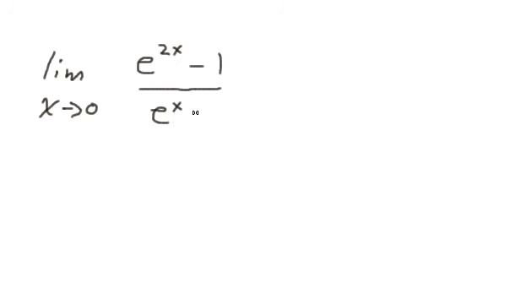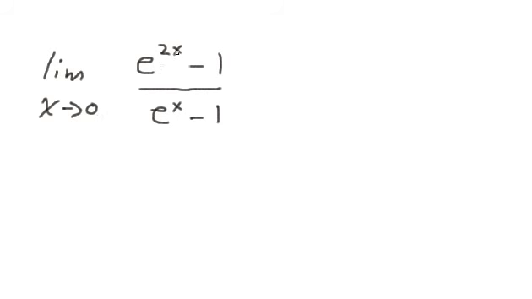We have the limit as x approaches 0. We got an exponential function here, e to the 2x minus 1 over e to the x minus 1. Okay, hopefully you know what e is at this point in your math career. It's just a constant like pi. It's a transcendental number. I think it's like 2.71, yada yada yada.